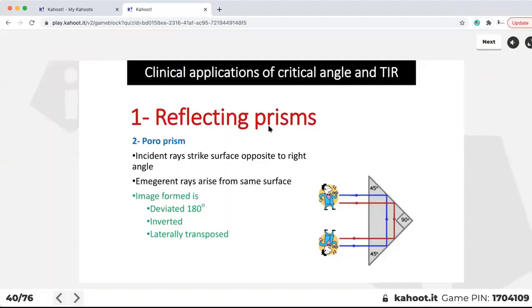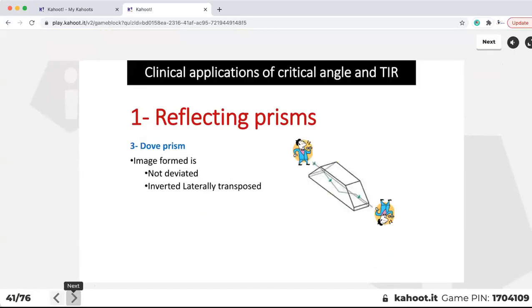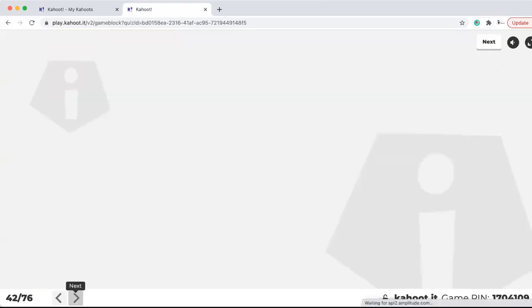Let's see the explanation. So we mentioned before that the reflecting prisms, like a photoprism, shift the image 180 degrees, and the image is inverted and laterally transposed, but not transposed from left to right, as it is the Dove prism which will cause transposition of the image from left to right or from right to left.